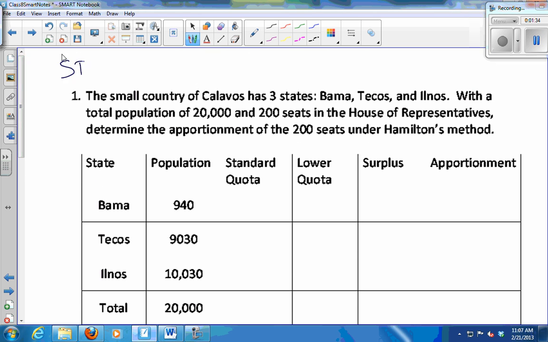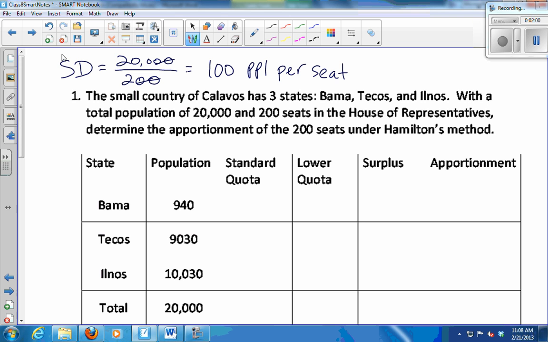So we call that number the standard divisor. 20,000 divided by 200. The total number of people divided by the total number of seats. So that comes out to, zeros cancel, 100 people per seat. So every 100 people in a state gets that state 1 seat in Congress. Okay, so that number is called the standard divisor. It's the first thing you calculate when doing Hamilton's method.